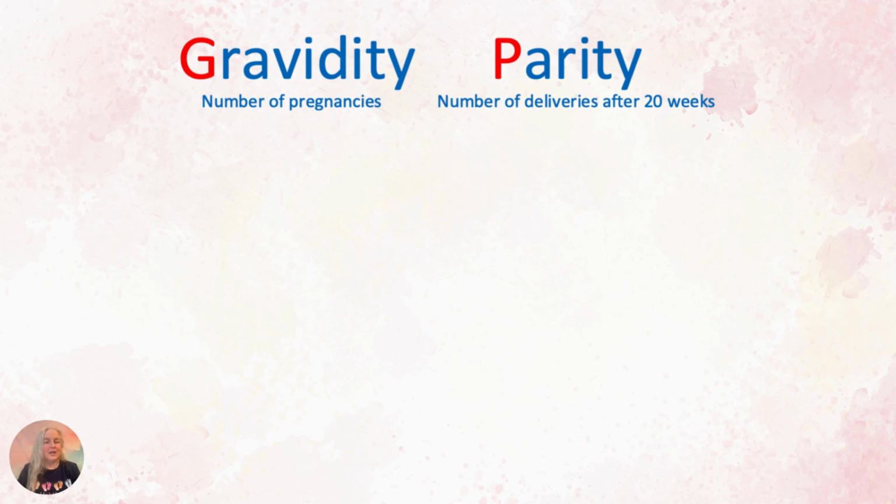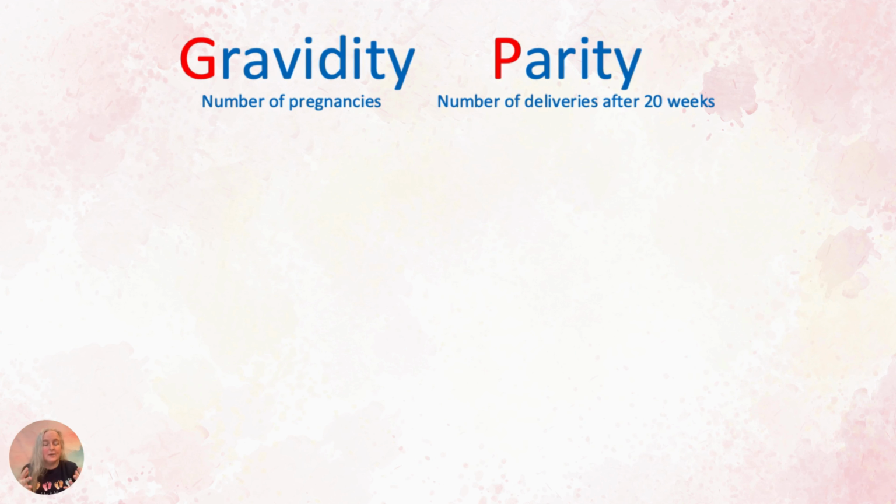Let's practice applying Gravidity, Parity, and GTPAL to determine obstetric history for a patient. First, let's review. Gravidity is the number of pregnancies that a woman has had, regardless of the outcome, just that the pregnancy has happened. Parity is the number of deliveries or completed pregnancies after 20 weeks gestation.